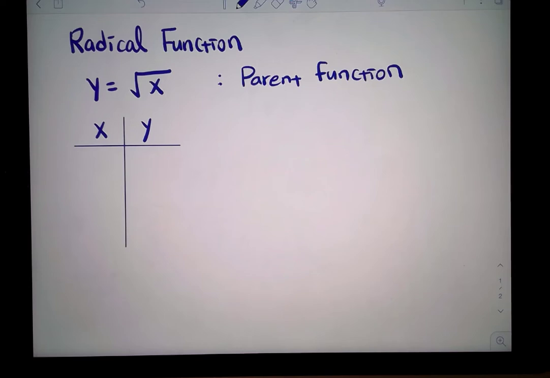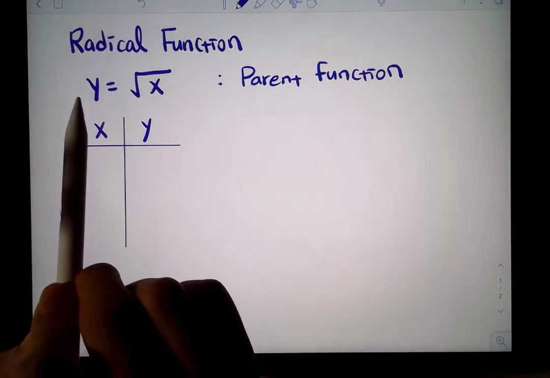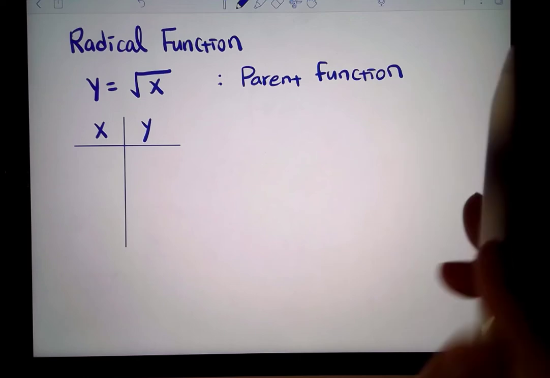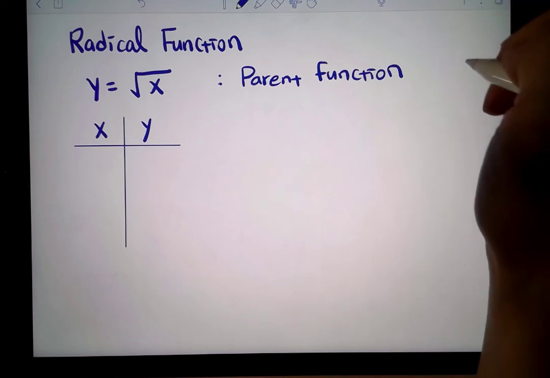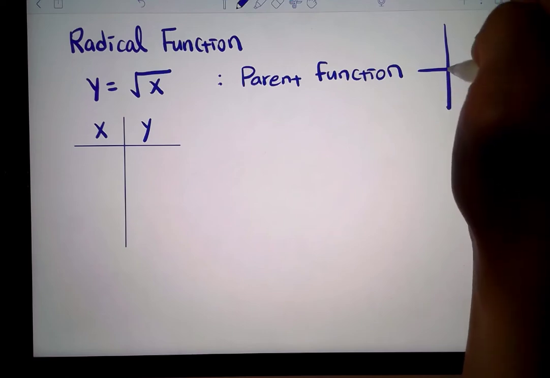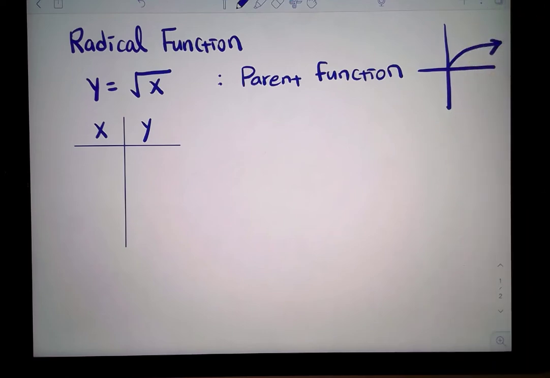And today we have a new topic, radical function. So you know radical function, most likely we will focus on the square root. So look at this one, guys. We have y equals square root of x, and that's the parent function. And we already used the radical function when we did the transformation, right? The parent function looks like this, and we will sketch the radical function today.